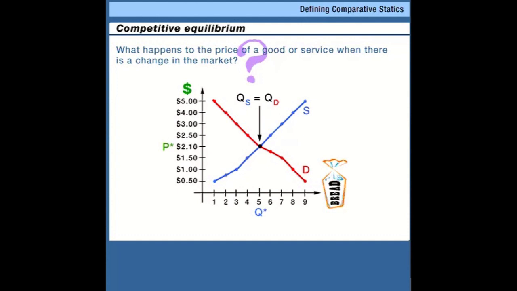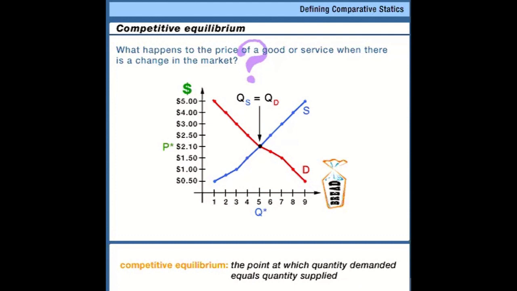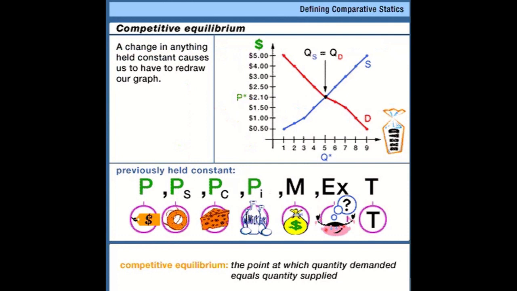The competitive equilibrium is the price and quantity where supply and demand are equal. That is, it's the price at which the quantity demanded on the red curve is equal to the quantity supplied on the blue curve. Now, anytime we change anything that is held constant when we draw this picture, we have to redraw the picture. That means if we change consumer income, the price of substitute goods, the price of complement goods, expectations, or if we change input prices or technology, we have to shift the curves. And when the curves shift, we have to find a new equilibrium price and quantity.